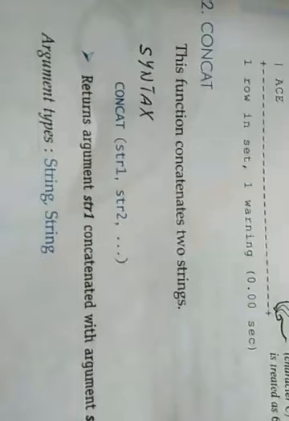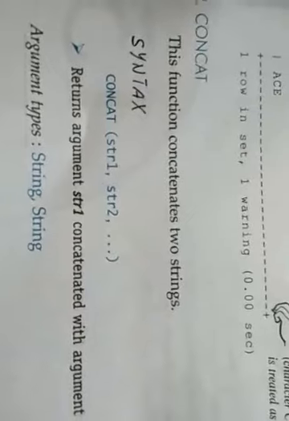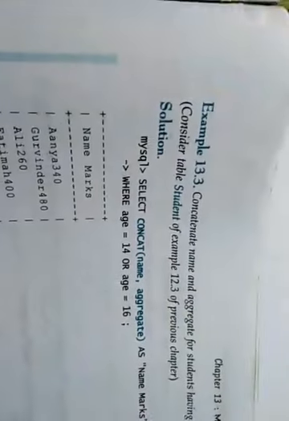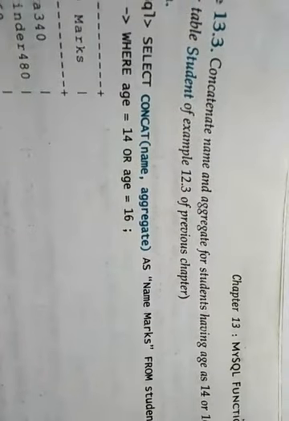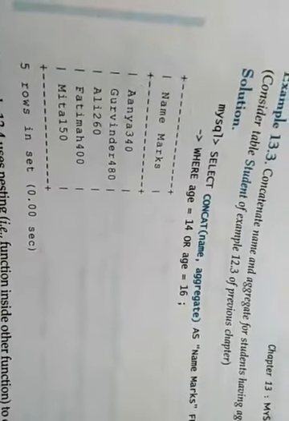The next function is CONCAT. This is used to return the concatenation of two or more columns, so we can add two strings. Let's take an example. Suppose there are two columns, name and aggregate, in a table student. SELECT CONCAT(name, aggregate) with the heading Name Marks. This displays the result, name and aggregate, whose age is equal to 14 or equal to 16.